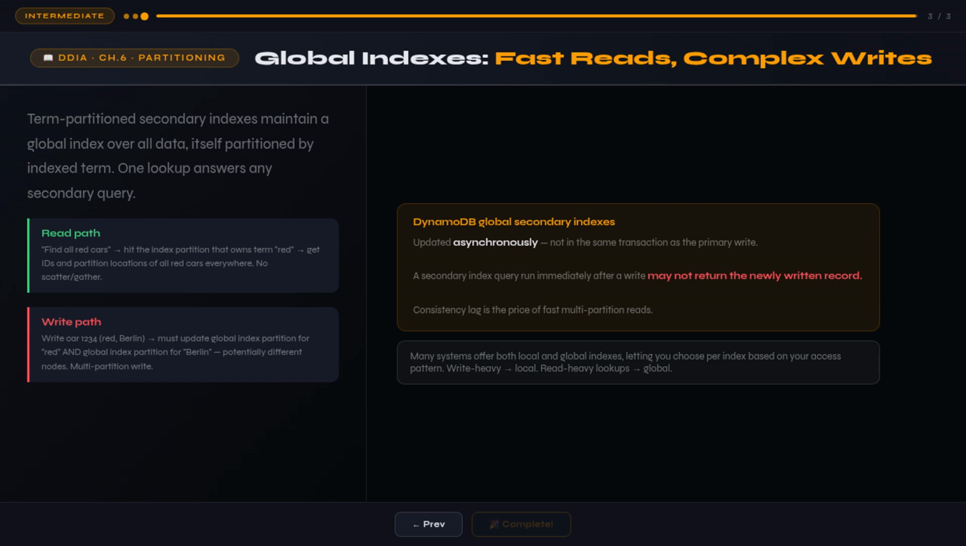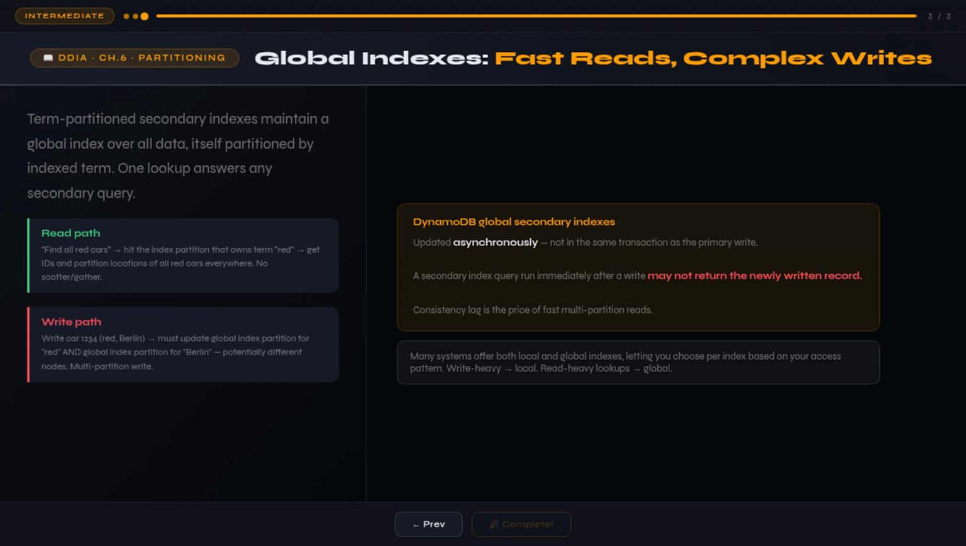Term partition secondary indexes take the opposite trade-off. They make reads efficient at the cost of write complexity. In a global index, the index itself is partitioned separately from the data. The index maps terms, color equals red, city equals Berlin, to the locations of all matching primary records across all partitions. When you query "find all red cars," you hit a single partition of the global index that owns the term red, and that partition returns the IDs and partition locations of all red cars everywhere in the cluster. One index lookup, no scatter/gather.